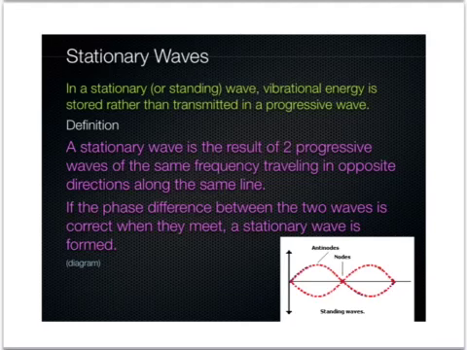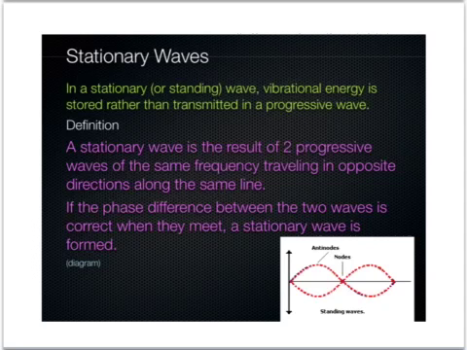So stationary waves, also called standing waves, are essentially a store of energy rather than a transmission of energy, like in a progressive wave. So a definition: a stationary wave is the result of two progressive waves, which means two moving waves of the same frequency travelling in opposite directions along the same line.